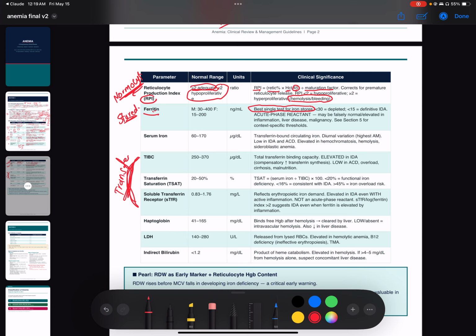So if you have a ferritin below 30, that means you are depleted. You have iron deficiency anemia. And if you have below 15, I can swear you have definitive IDA, or iron deficiency anemia.